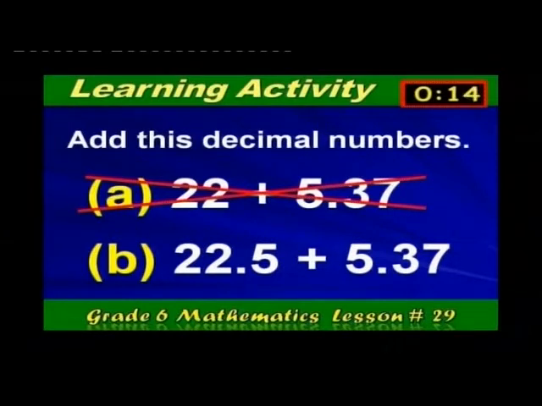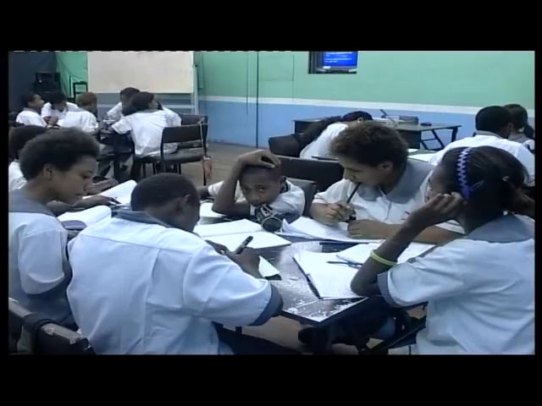Don't put an equal sign. You just start off, you can see my example there. That's okay, just rub it. You put 22.5 and then the next number down here, in a column. Okay, group 8 finished.